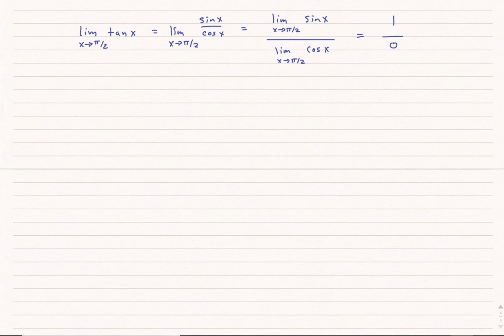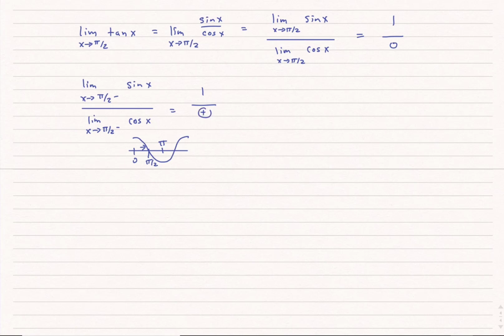Well, hold on a second. I don't think I can just say that's equal to 0. I think I have to look at this from both the left-hand side and the right-hand side. So let's do that. First, looking at x approaching pi over 2 from the left-hand side, sine is still going to be equal to 1. And if I do a quick little graph of cosine, I see as we approach pi over 2 from the left-hand side, from the negative side, cosine of x is going to be positive. Again, it's going to be very small and close to 0, but it's going to be positive. Therefore, that limit is positive infinity.